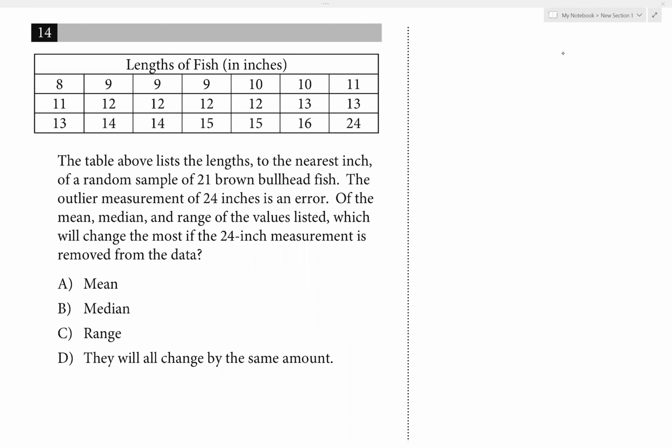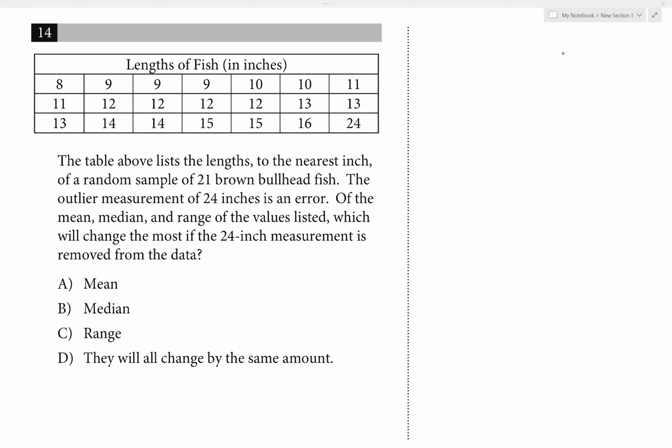And number 14, the table above lists the lengths to the nearest inch of a random sample of 21 brown bullhead fish. The outlier measure of 24 inches is an error. Of the mean, median, and range of the values listed, which will change the most if the 24-inch measurement is removed from the data?